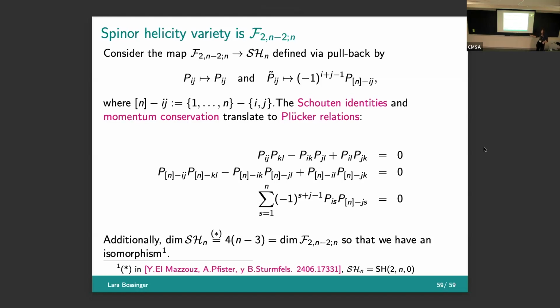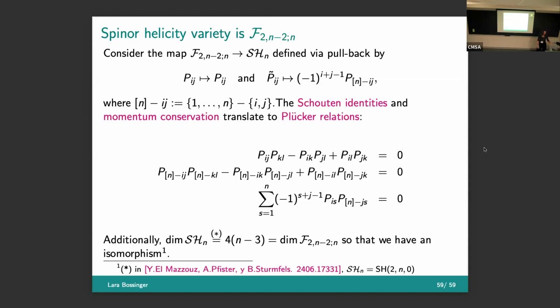And I should mention also the work of Yasin and Anel and Bernd, who study more generalized spinor helicity varieties, leaving this space motivated by the physics, but they add another parameter where the matrices lambda, lambda tilde can now be of size k times n, and they show that these two spaces have the same dimension. So in this case, we get an isomorphism.